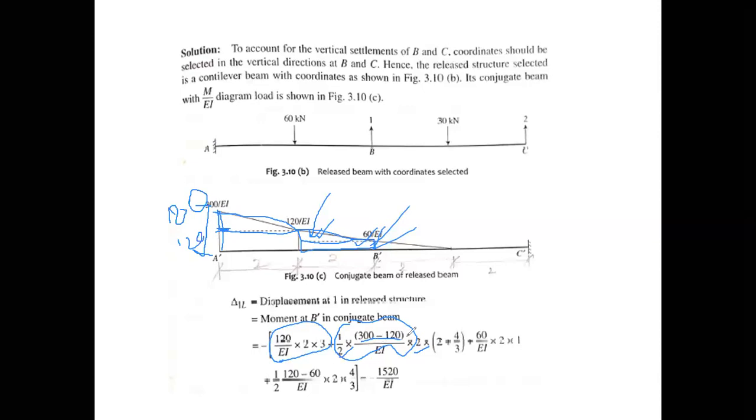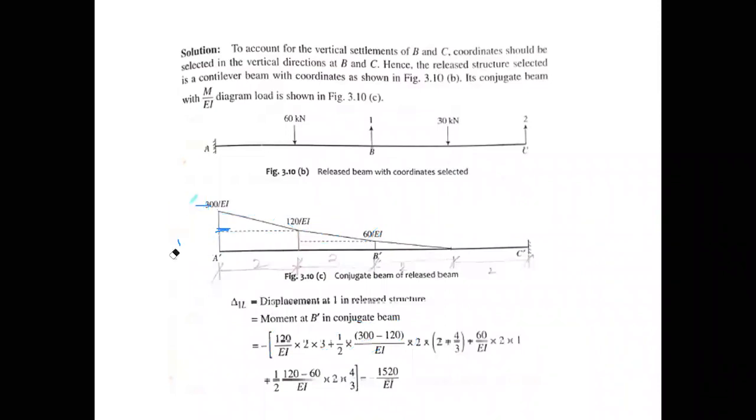Height is 300 minus 120. So this is how we can calculate the total load of the whole loading, and with the help of the loading we can easily calculate the moment. So this is the whole equation and we'll solve it, and the value comes out to be 1520 upon EI.